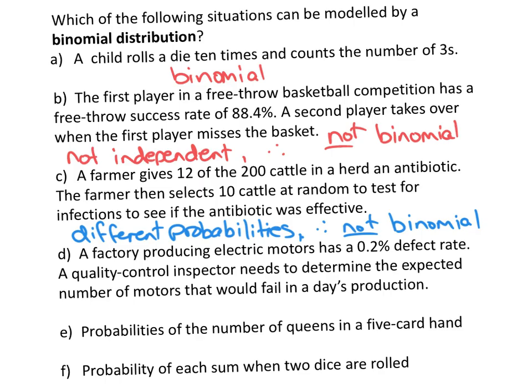A factory producing electric motors has a 0.2% defect rate. A quality control inspector needs to determine the expected number of motors that would fail in a day's production. Every motor has the same potential for defect rate. The motor is either defective or it isn't, so it's independent, same probability. This one is binomial.